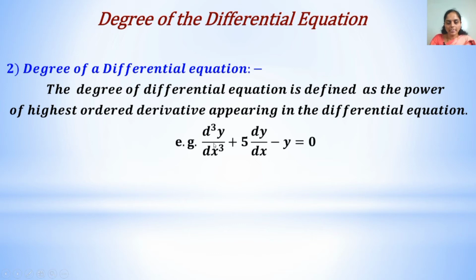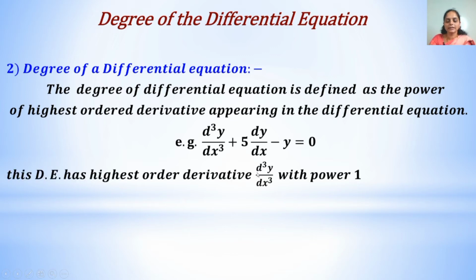For example, d³y/dx³ + π·dy/dx − y = 0. In this differential equation, there are two derivative terms. First is d³y/dx³ and second is dy/dx. Between these two terms, the highest order derivative is d³y/dx³ and the power of d³y/dx³ is 1. So, degree of this differential equation is 1.